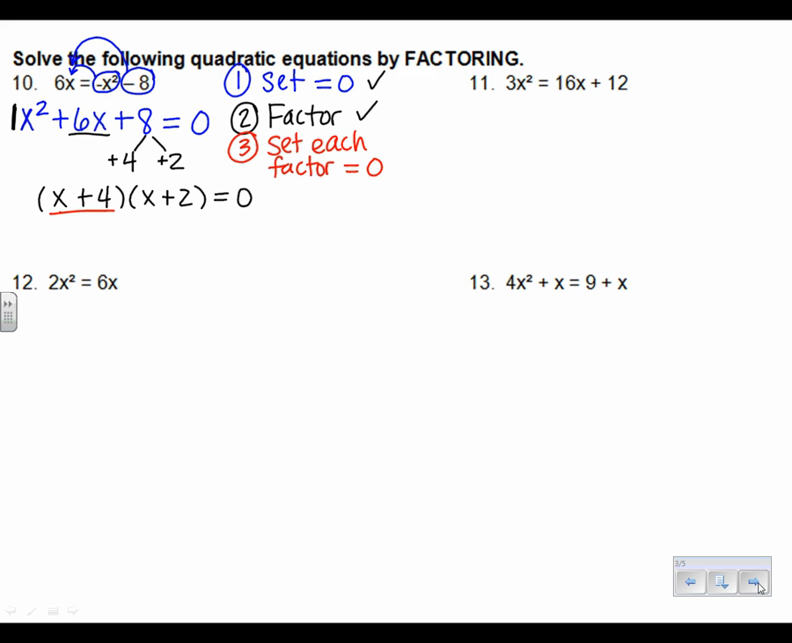Last step is to set each factor equal to 0. So my first factor, x plus 4, I set it equal to 0 and solve, and I get x equals negative 4. There's one answer. My second factor, I set it equal to 0 and solve, and I get x equals negative 2. There's my other answer, and that's it. I'm done.